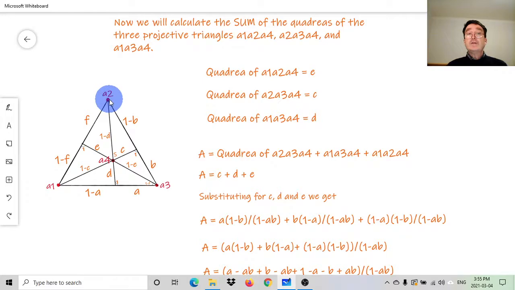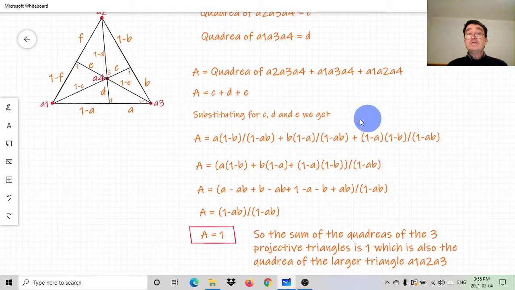Similarly, for A2, A3, A4, the quadrance between A2 and A3 is 1, so you multiply that by this altitude C and you get C. And lastly, the quadria of A1, A3, A4 is the quadrance between A1 and A3, which is 1, times D. So now we're going to sum these three, and we're calling A the sum of the quadrias of the three projective triangles. So A is C plus D plus E.